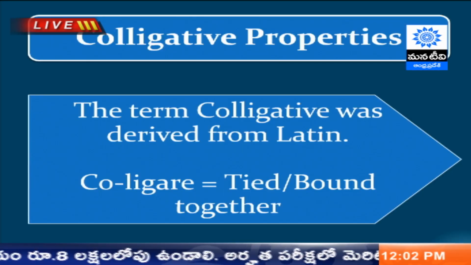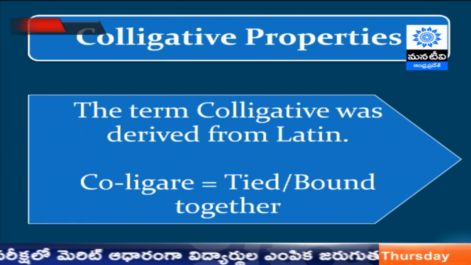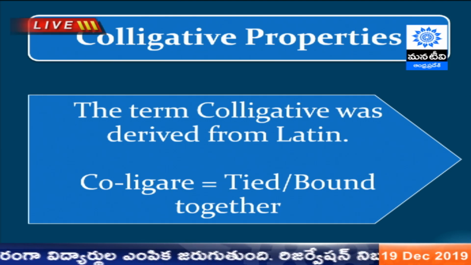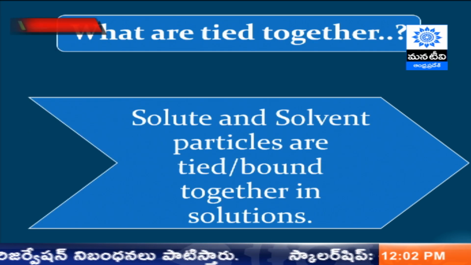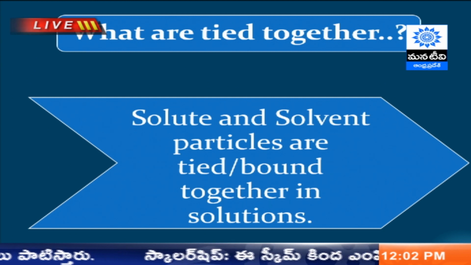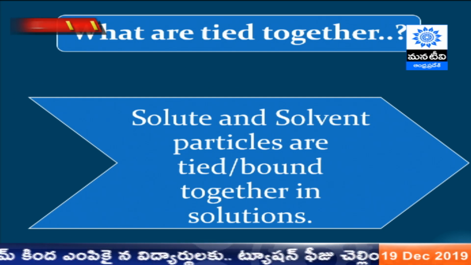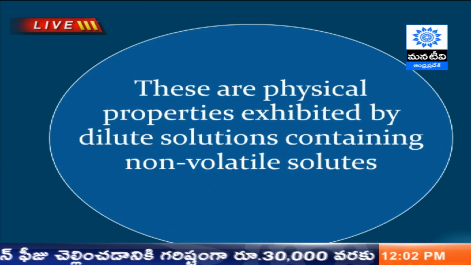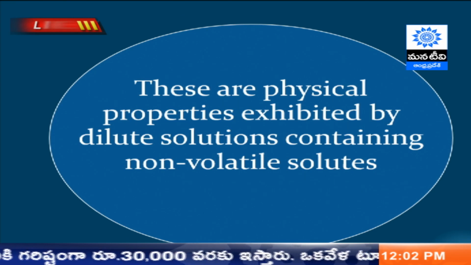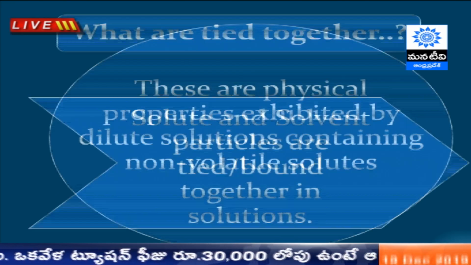The term colligative was derived from Latin. Colligare means tied or bound together. So, colligare implies the solvent and the solute molecules are tied together or bound together. Now, what are tied together are solute and solvent particles. They are in a solution together, bound. These are physical properties exhibited by dilute solutions containing non-volatile solutes.